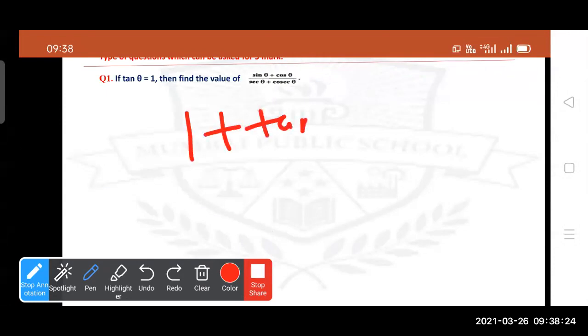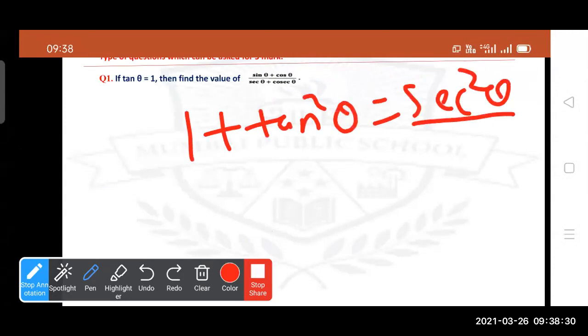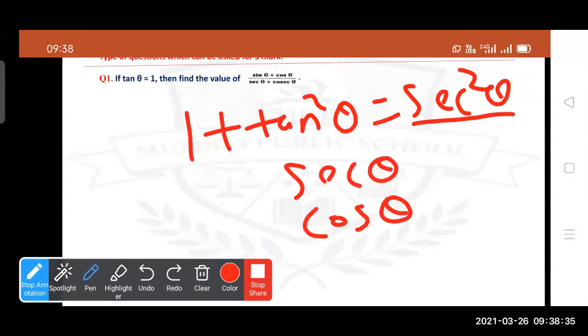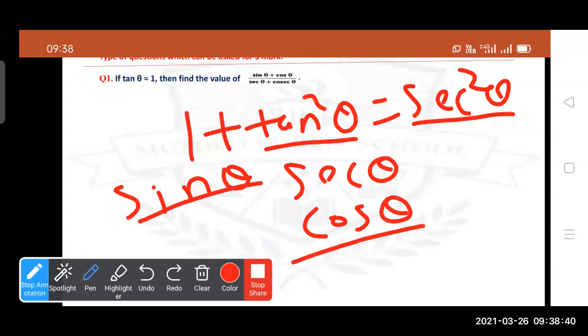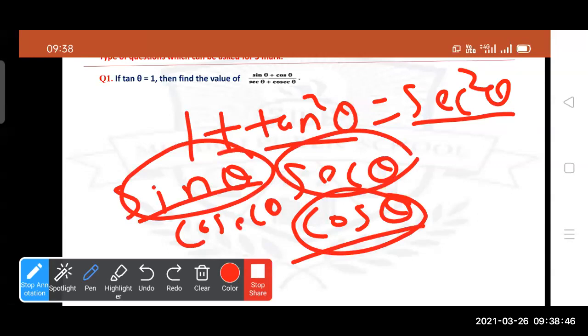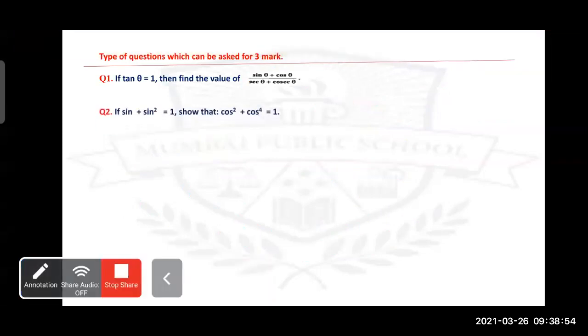1 plus tan square theta is equal to sec square theta. From this you find sec value. From sec value you find cos. Okay, if you know cos and tan, then easily you find sine, and sine reciprocal is cosec. So if you get sine, cos, sec, cosec value, substitute all values in this, so you get final answer. Okay, here sine plus sine square theta. So take the square root, whole square, and then you show the given condition.